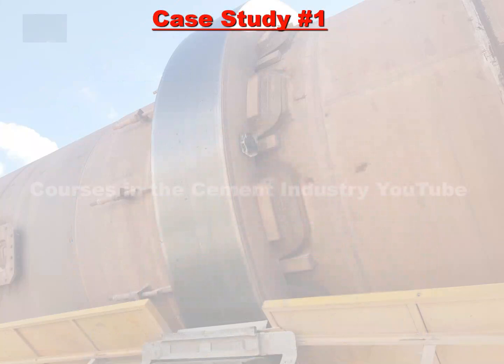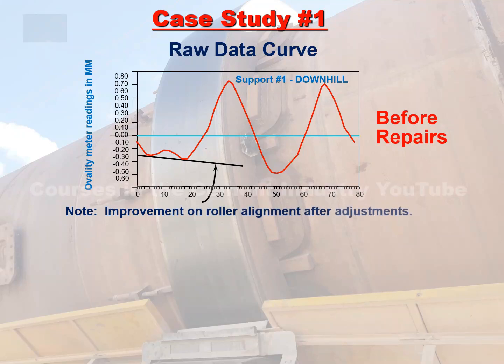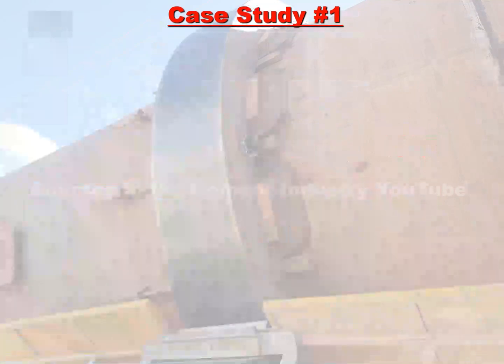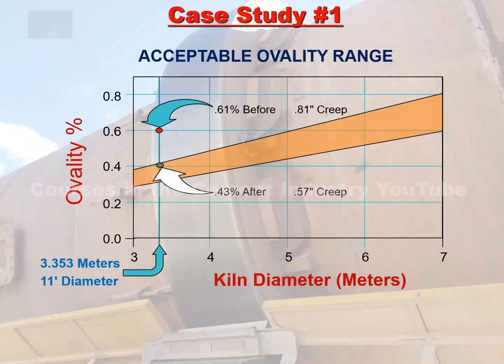Follow with us. Raw data curve. This chart, before repairs. Note the improvement on roller alignment after adjustments. This chart, after repairs. This chart shows the acceptable ovality range.